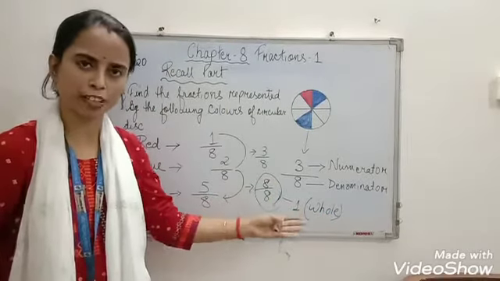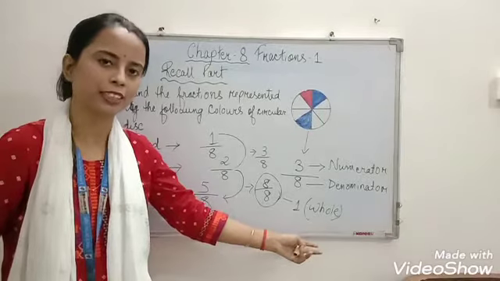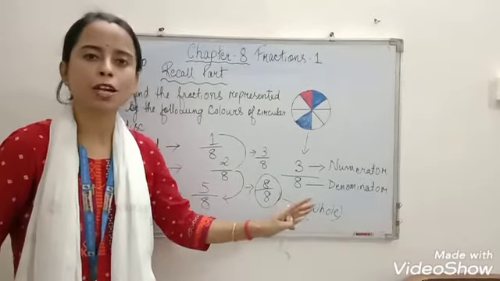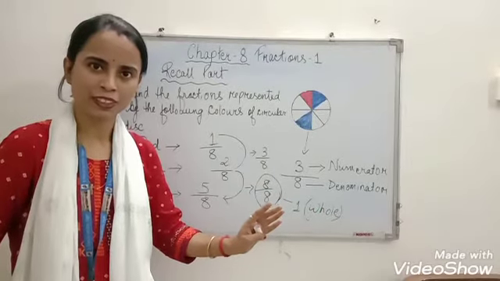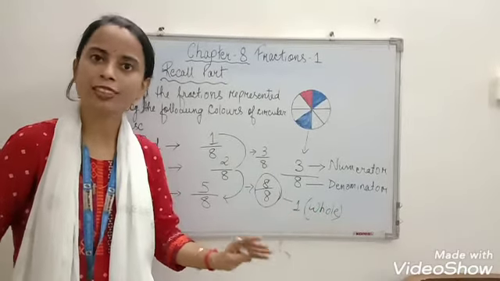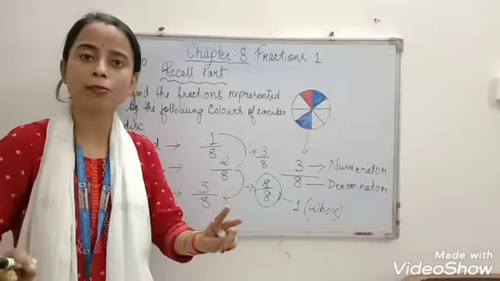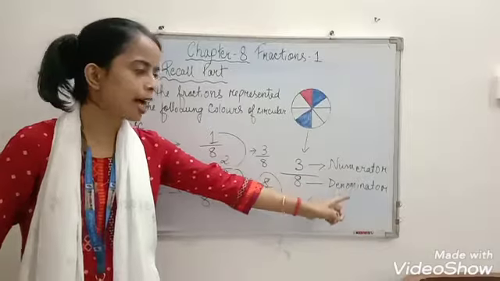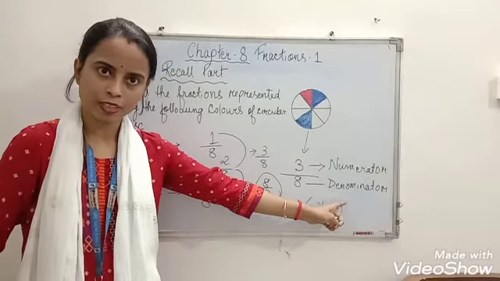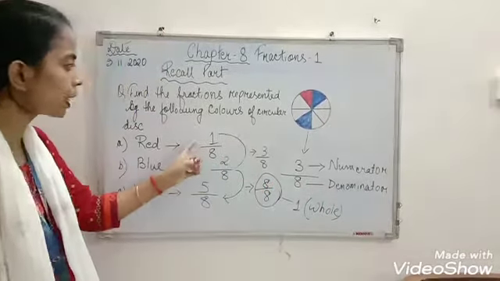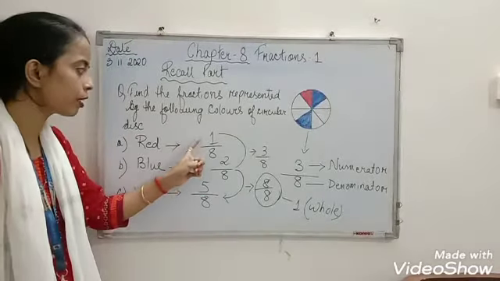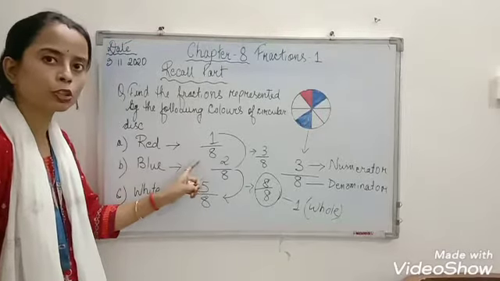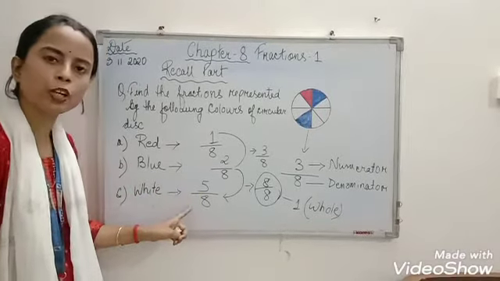And that we have learned in our previous class. That is what? Fraction represents parts of a whole. Got it, children? Is it clear? And the two terms used in fraction are numerator and the denominator. And how do we read fractional numbers? We read 1 by 8 or 1 8, 2 by 8 or 2 8, 5 by 8 or we call it 5 8.